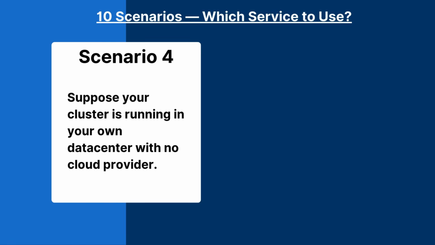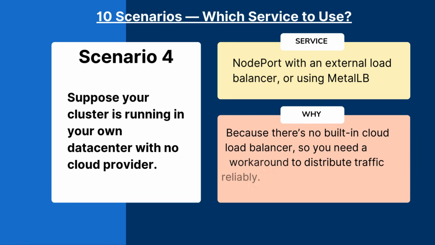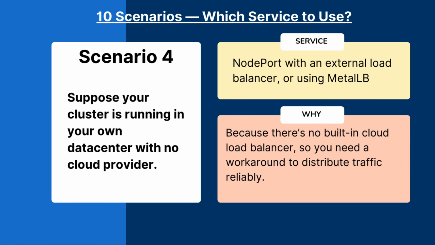Scenario number 4. Suppose your cluster is running in your own data center with no cloud provider. The right choice here is NodePort with an external load balancer or using MetalLB. Why? Because there's no built-in cloud load balancer, so you need a workaround to distribute the traffic reliably.